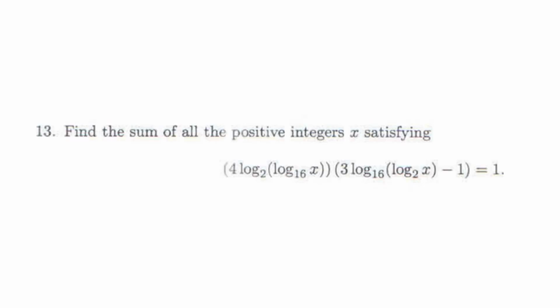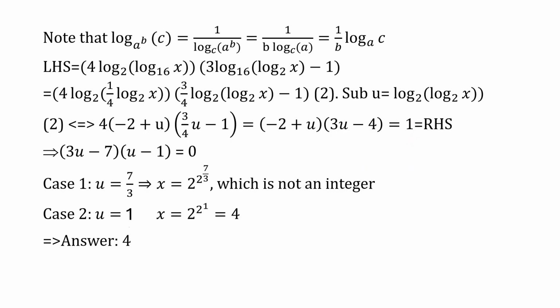Then we have question 13, where the thought process should also be that we should try to simplify the equation. Now you notice that you have a log base 2, log base 16, things like that. And 16 is 2 to the power 4. So one thing we can try to do is try to show that log base a to the power b of c is in fact 1 over b times log base a of c.